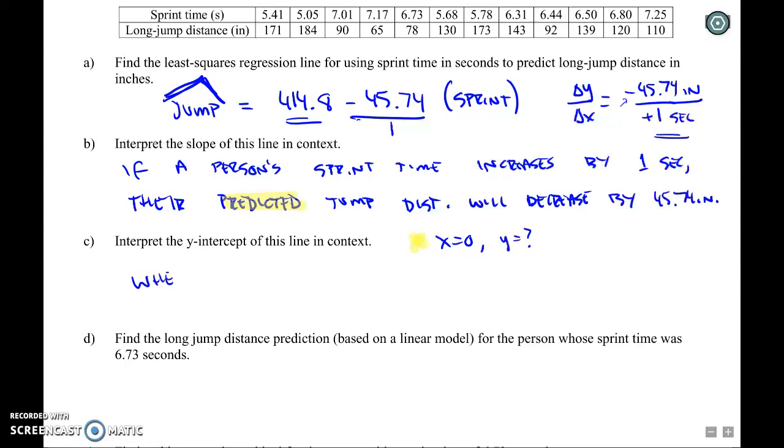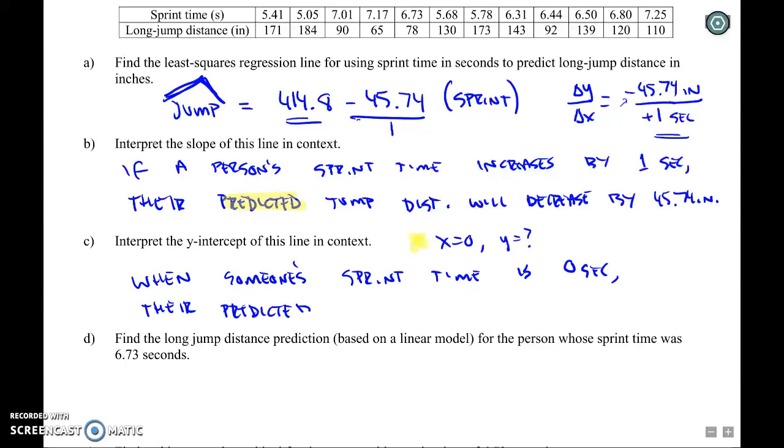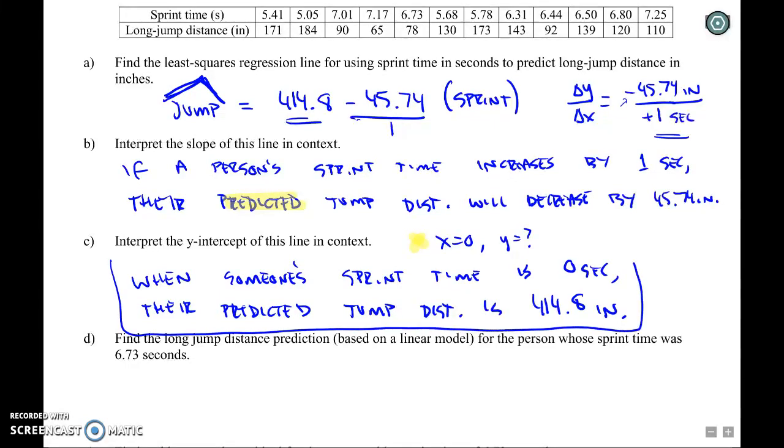when someone's sprint time is 0 seconds, their predicted jump distance is 414.8 inches. Again, doesn't really make sense in this case. Sometimes it makes sense though. Sometimes it's a little more sensible, but that's what it means.